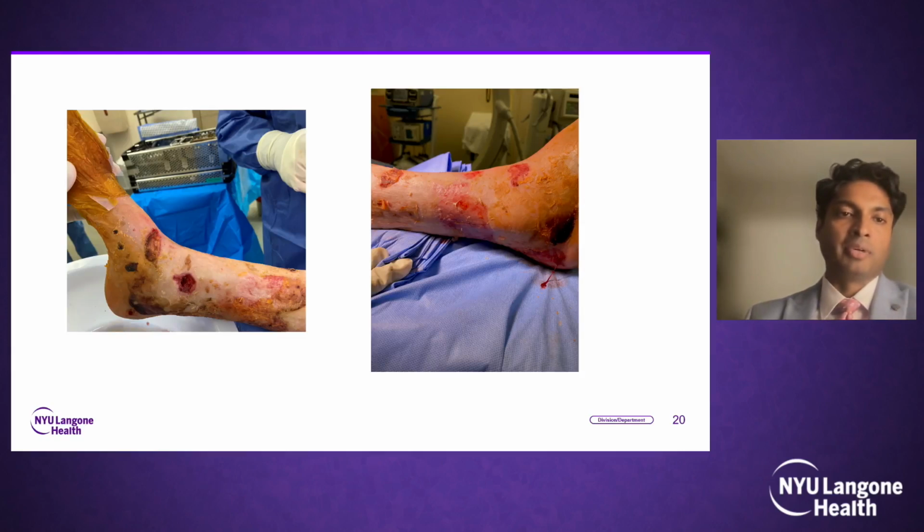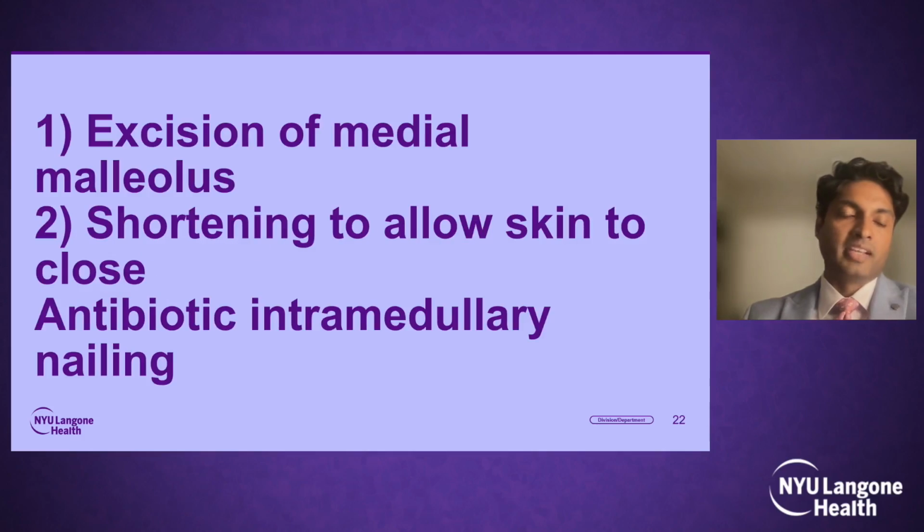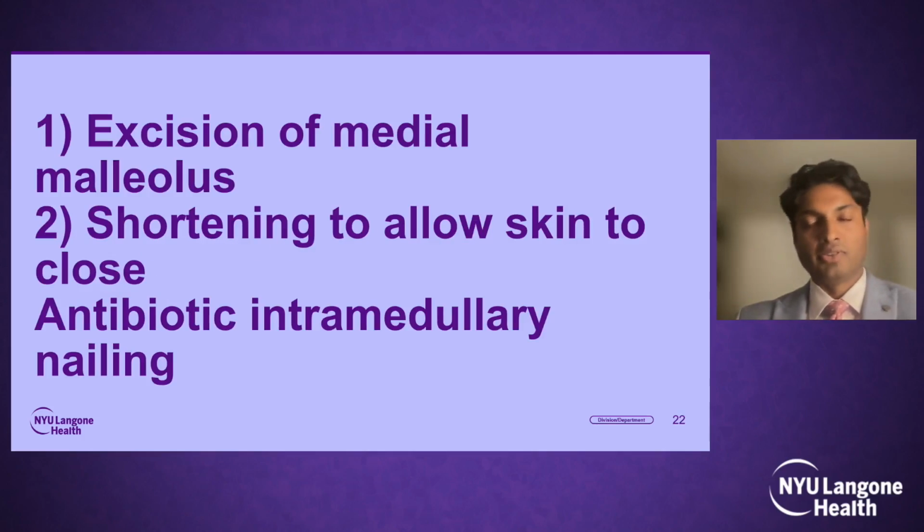I took her back to the operating room, debrided it, and basically probed down to the bone. I took cultures, even though her inflammatory markers were negative. And you can see on the lateral side at 6 weeks, her skin still didn't look very good. And so I gave her a pin site holiday, put a wound VAC on. And the next step was basically I have to get that medial side closed.